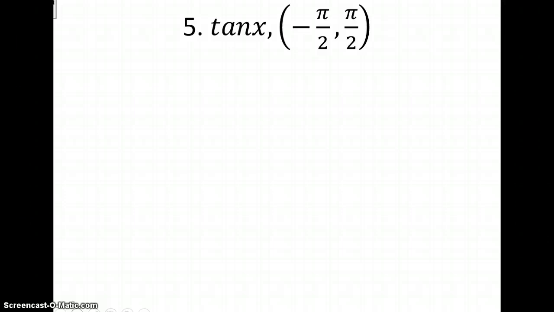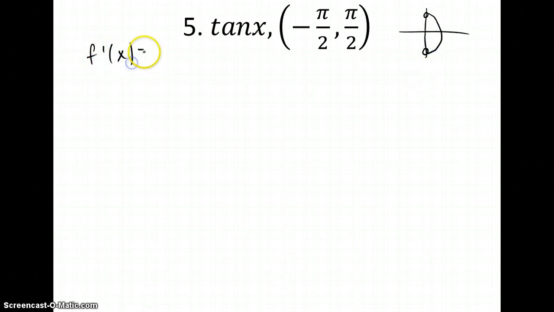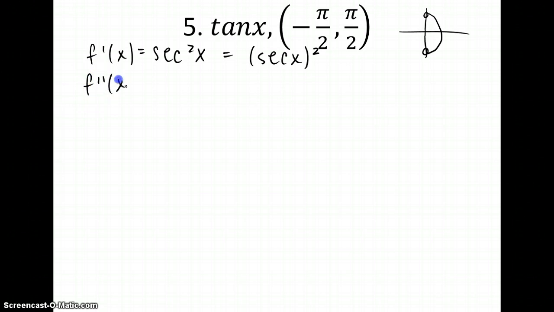Okay, tan of x, think of where negative pi over 2 to pi over 2. So we're just looking on this domain. First derivative is secant squared of x. So let's write that so you can see the power rule, or power and chain. So your second derivative is 2 secant x to the first. Derivative of secant is secant x tangent x. Alright, we talked about this briefly.